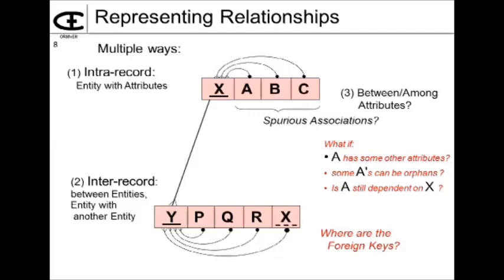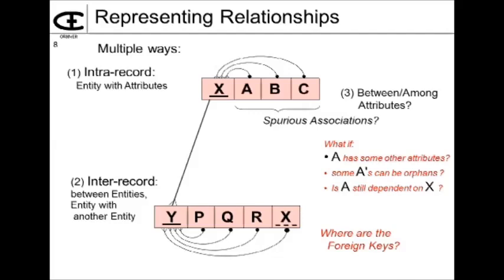If A has an attribute, does that mean it's of interest? The A's are of interest, but there's nothing else about A that's of interest. That's what the user is going to tell you. And A has a relationship with X.